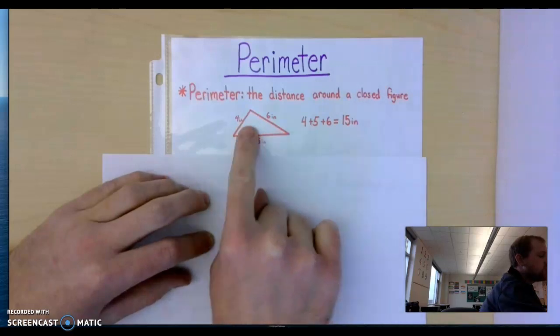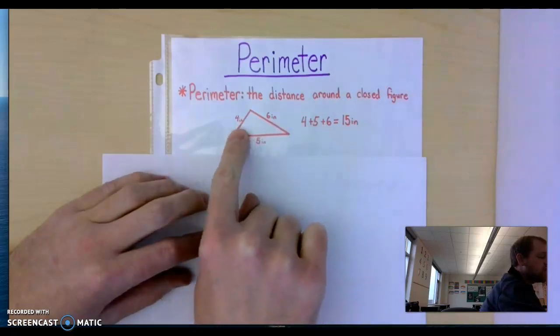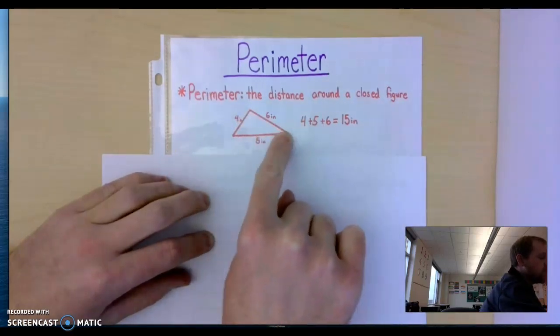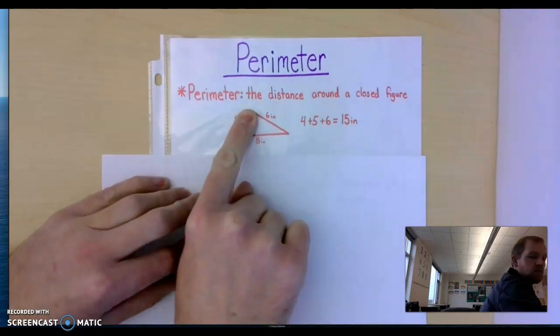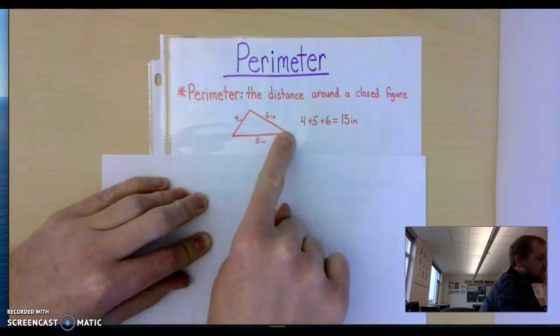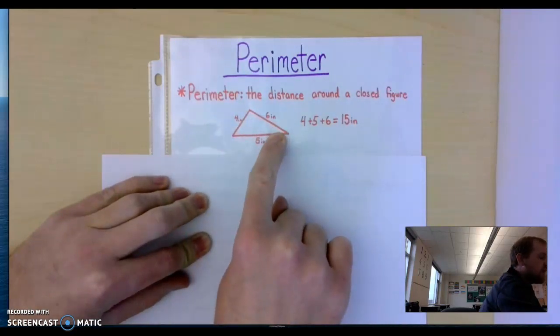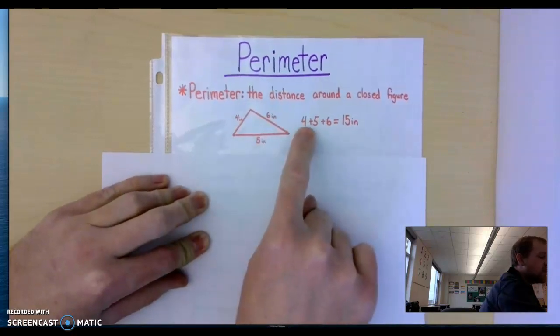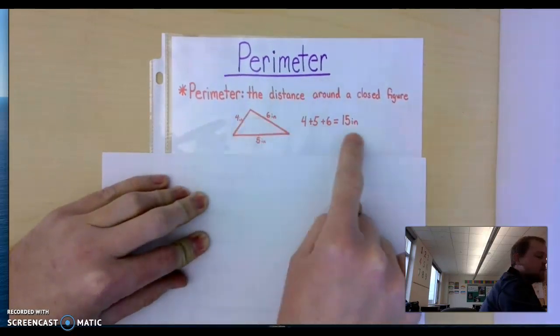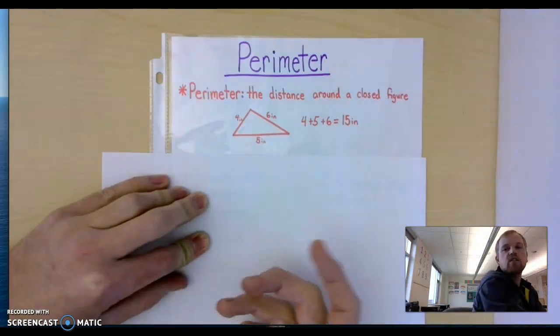So what we're going to do is add all those together. What we're essentially doing here is getting the distance around the whole shape by just adding the sides. So if we started walking here, we'd walk 4 inches. Then we'd add 6 to it, the 6 inches we'd walk here. And then we'd add that last 5 on our walk back. So that's the distance around the entire shape. To get that, we can just add the 3 sides up. If there were 4 sides, you'd add the 4 sides up, and so on.